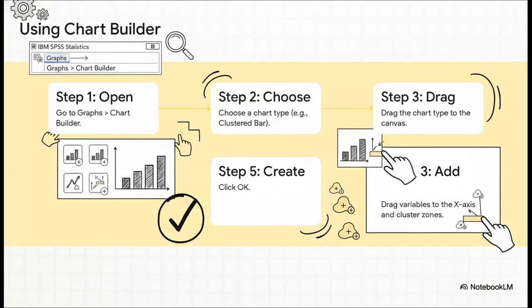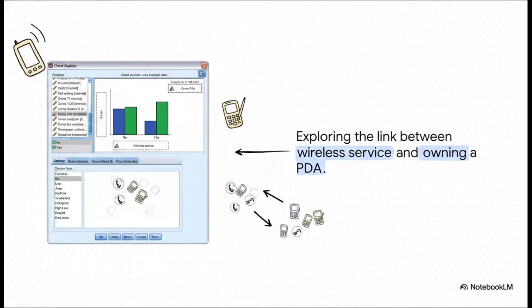To do this, we'll head over to the Chart Builder under the Graphs menu. Think of this as your creative canvas for data. It's all drag and drop, which is awesome. You just pick the kind of chart you want from the gallery, like a bar chart, drag it onto the main canvas area, and then you start dragging your variables right onto the chart itself. It's incredibly intuitive.